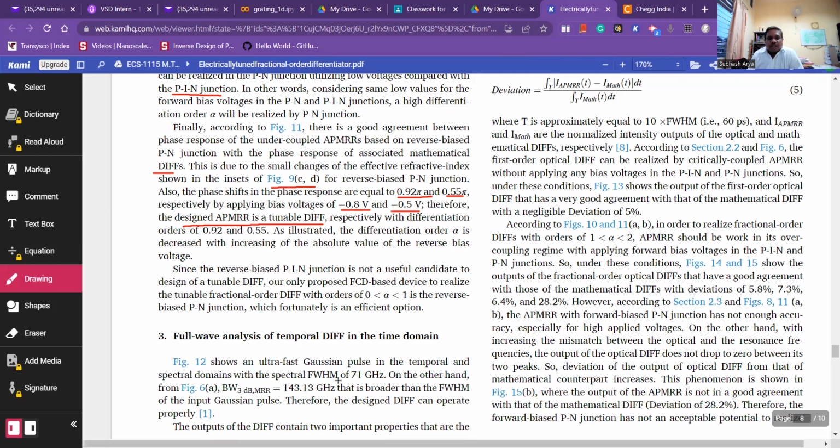Since the reverse bias PIN junction is not a useful candidate to design a tunable differentiator, our only proposed CFT-based device to realize a tunable fractional order differentiator with orders of alpha greater than 0 and less than 1 is the reverse bias PN junction. This fortunately is an efficient option.